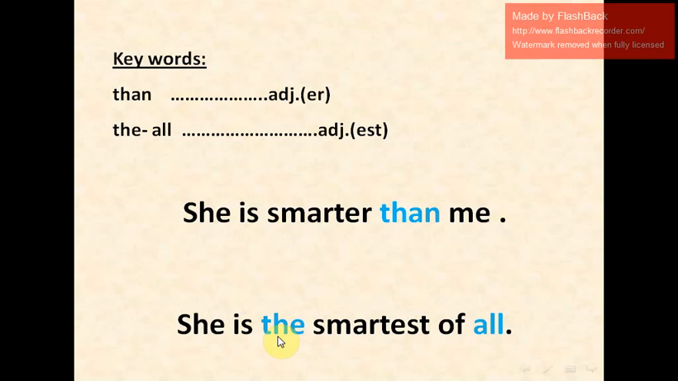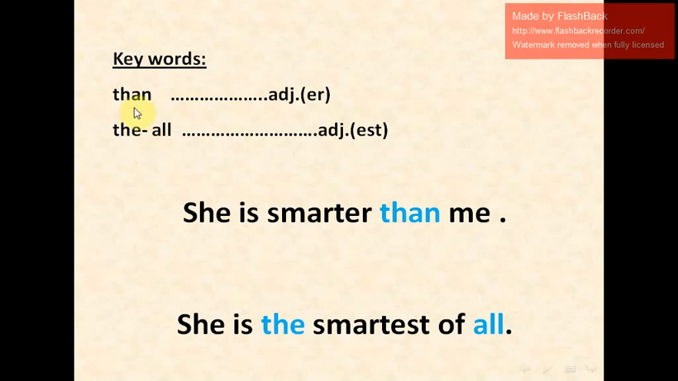Now I'm comparing someone to maybe 24 girls. She is the smartest one. She is the prettiest one. She is the shortest. She is the tallest. Always you find this word the when I'm comparing three or more things. You find it with est. This is very important for you.